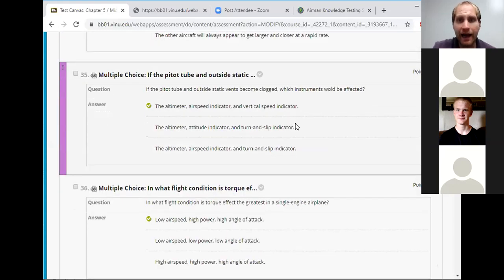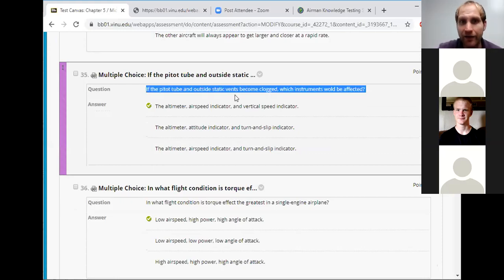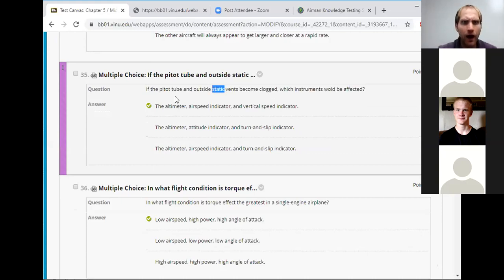All right, here's a chapter 2 question. We have a pitot tube and outside static port, outside static vent. If they both become clogged, what instruments would be affected? So we need to know what instruments are connected to the static port. The altimeter, the airspeed indicator, the vertical speed indicator. These are the pitot-static instruments.